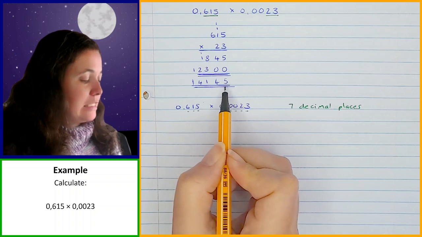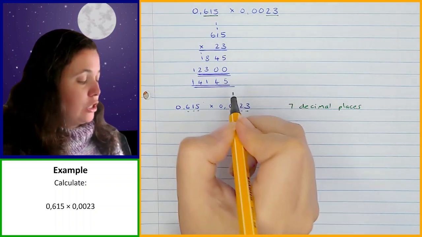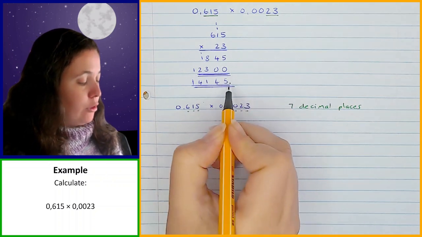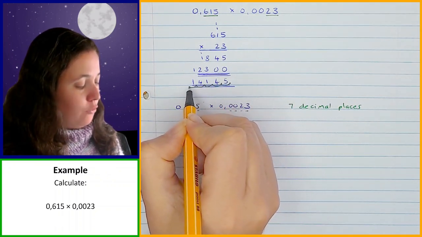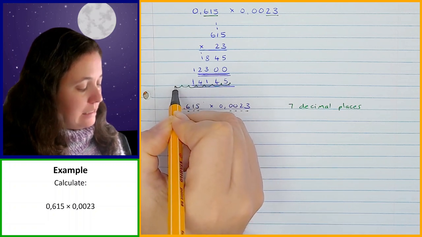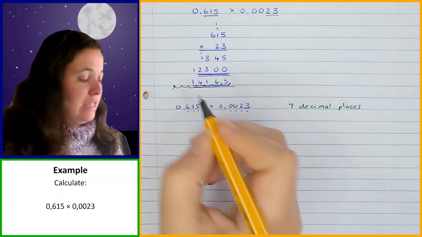That means that our answer, our product, needs to have 7 decimal places as well. So at the moment, the decimal comma would be over there. So I'm going to go 1, 2, 3, 4, 5, 6, 7. This is where the decimal comma needs to go. And every space that doesn't have anything needs to be filled in with a 0.